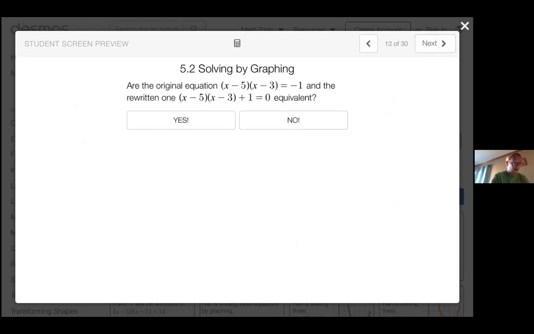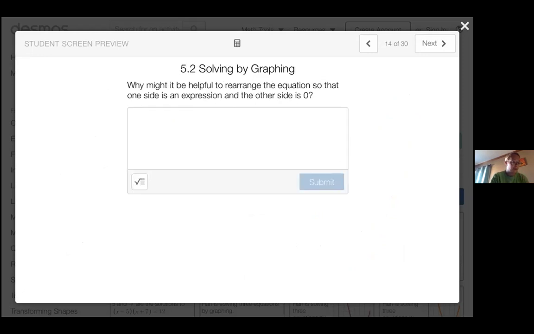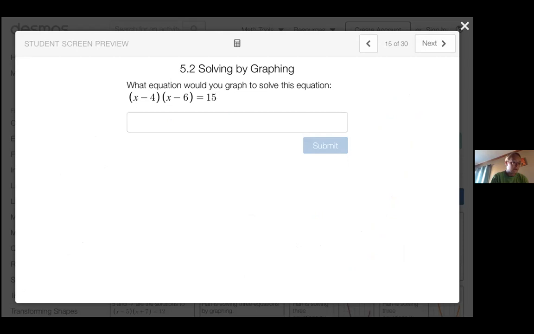Are the original equations and the rewritten equations equivalent? Absolutely. You guys, we didn't do anything other than move it to the other side. So equivalent means they're the same. Yes, if I add 1 to both sides of an equation, same thing. Why might it be helpful? We already talked about this. All right, what equation would you graph to solve this?